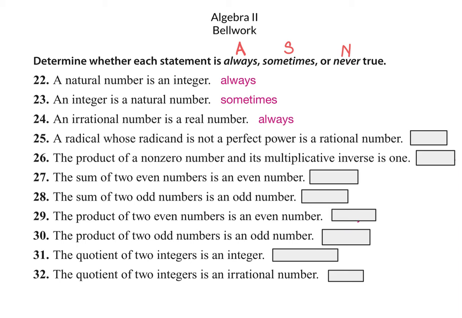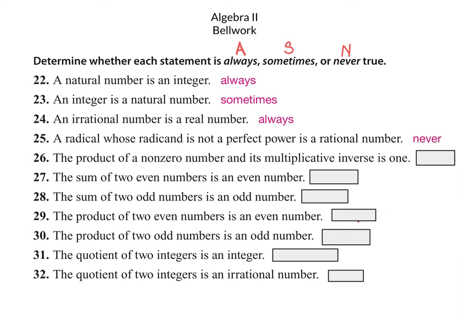A radical whose radicand is not a perfect power is a rational number. Say that 5 times fast. A radical is a root. Radicand is the guy in the root. The radicand, the guy in the root, does not have a perfect power. Example, square root of 5. Is that a rational number?